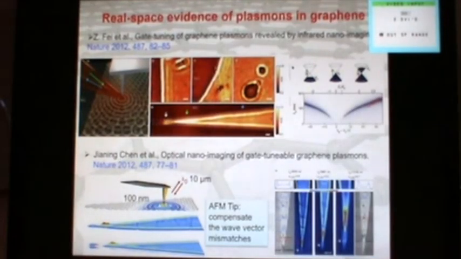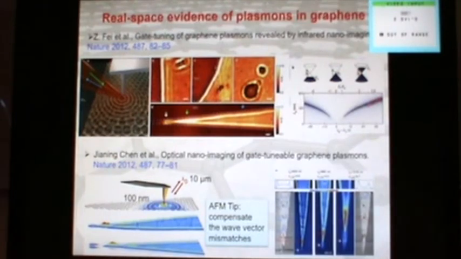Now, maybe many of you know these two famous papers which were published in Nature back-to-back in the same issue in 2012, on the real space observation of the surface plasmons in graphene. One is led by Professor Basov, and one is by the Hillenbrand group in Spain.